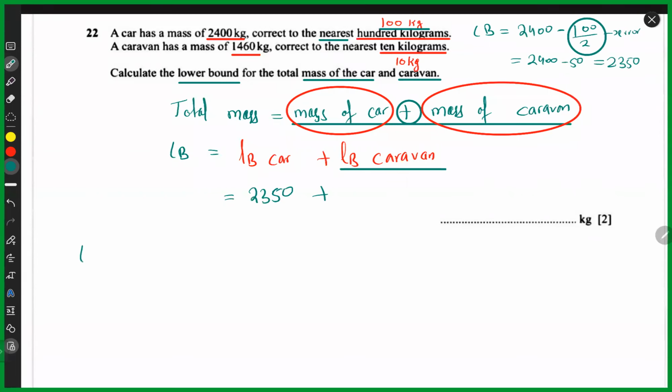So lower bound is original, that is 1460 minus error. Error is accuracy by 2, and that would be 10 divided by 2. And it is going to give you 1455. Okay, so 10 divided by 2 is 5. And when you subtract that, it would give you this. So it's 1455. And now when we add both these quantities, it would give you 3805 kilograms. So this is how we do it.